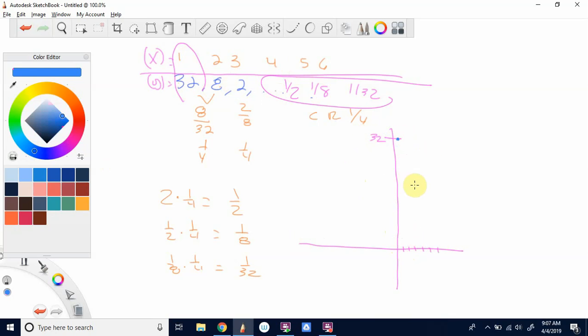Okay. The second one is 2, 8. So that's going to be way down here. Next one is 3, 2. And then 4, 1/2. 5, 1/8. And 6, 1/32. Okay, do you notice the pattern? It's a what? It lies on an exponential function.